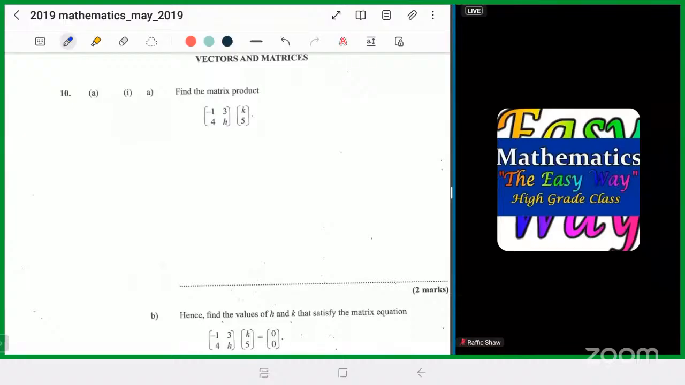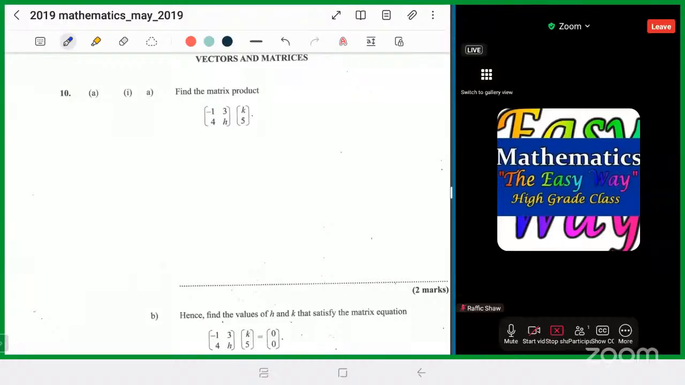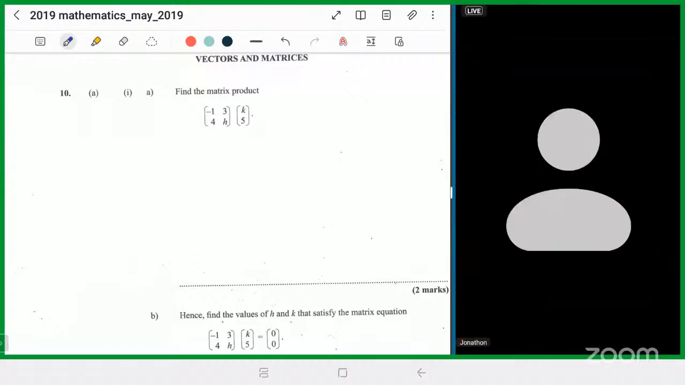Can you hear me? Can you see the screen? I have to do that check before we start. Yes. All right, good.